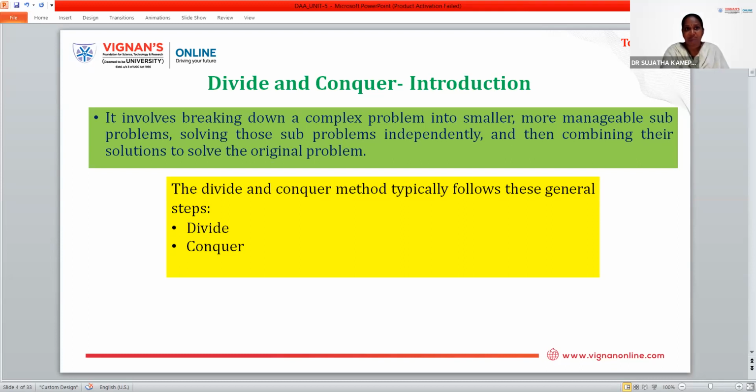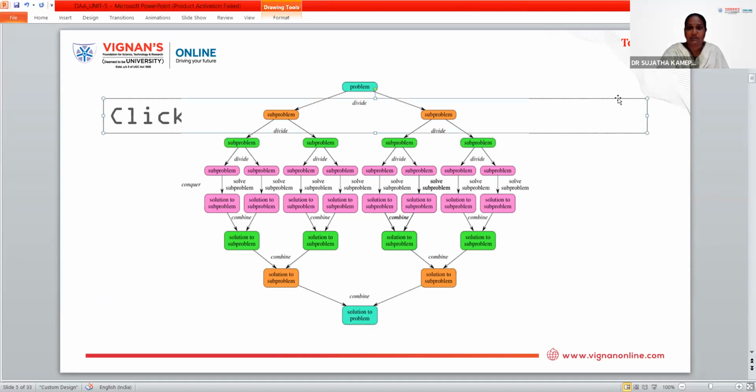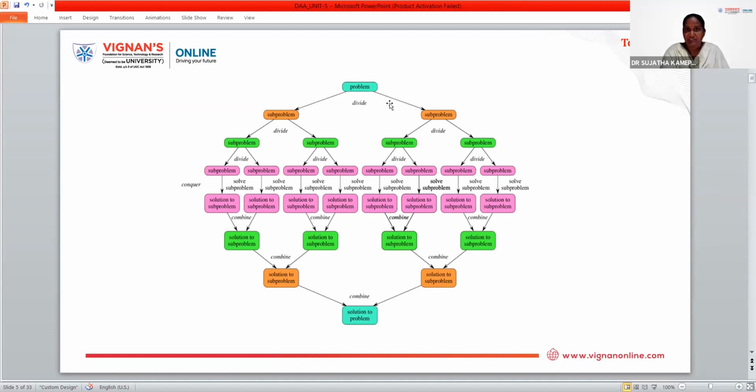This combining step may involve merging, aggregating, or processing the results from the subproblems in a way that addresses the larger problem. Different applications follow different procedures in conquering the solutions. Here you can see a diagram which shows the divide and conquer method pictorially. Here you are given a complex problem. This complex problem is divided into subproblems.